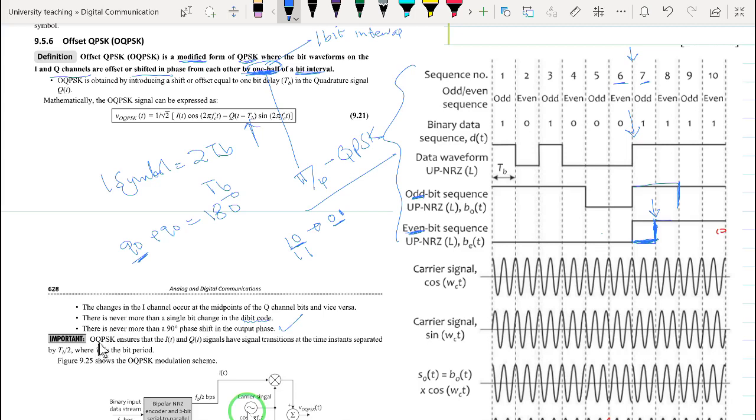So we say now that the OQPSK ensures that I and Q signals have transitions at time instances separated by TB, and therefore this is incorrect. I believe that we have seen the transitions are separated by 1 TB and not TB/2.